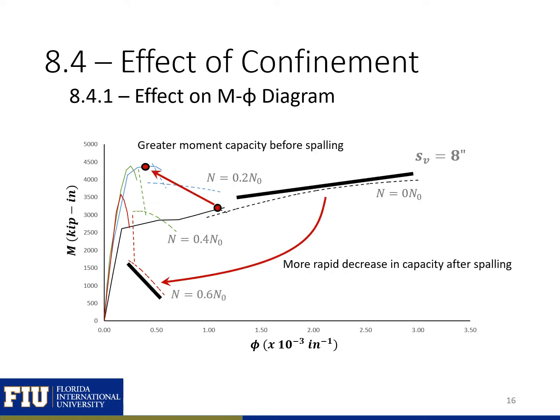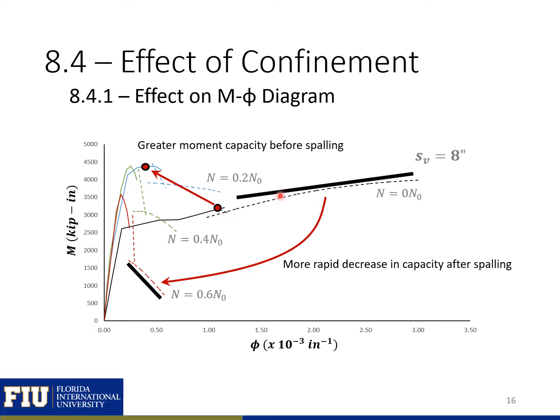The two things that I want to highlight are, first, when we're applying an axial load, we're going to have a greater moment capacity before spalling happens. So here we have no applied load, and here we have 20% of the pure compression capacity being applied. You can see that as we increase the load more, we're going to decrease the capacity, but even when we have 60% of the pure compression capacity applied, we still have a greater capacity than we did with no axial load applied.